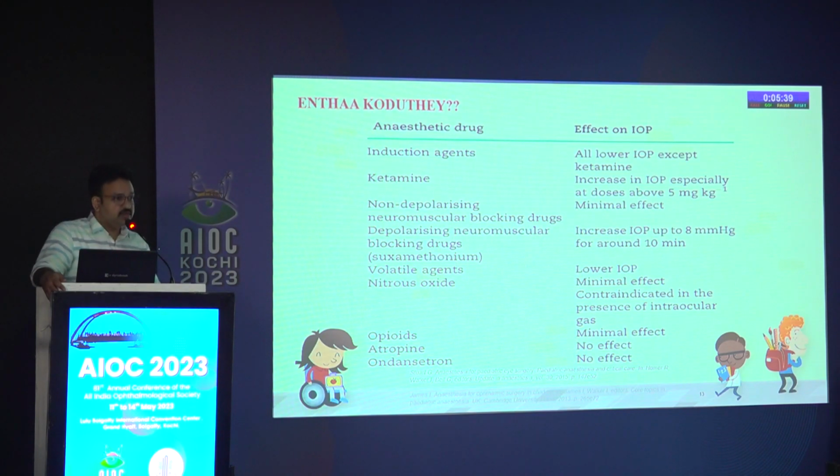Another important thing is that we avoid succinylcholine, or scoline, the paralyzing agent, in most of our kids, because it increases IOP up to 8 mmHg, which will last for about 10 minutes. And the surgery operates for 10 minutes only. So during the whole operating period, this IOP will be higher. So we avoid these drugs. Our volatile agents all lower IOP, and nitrous oxide has minimal effects. Opioids, atropine, and ondansetron also have minimal effect.